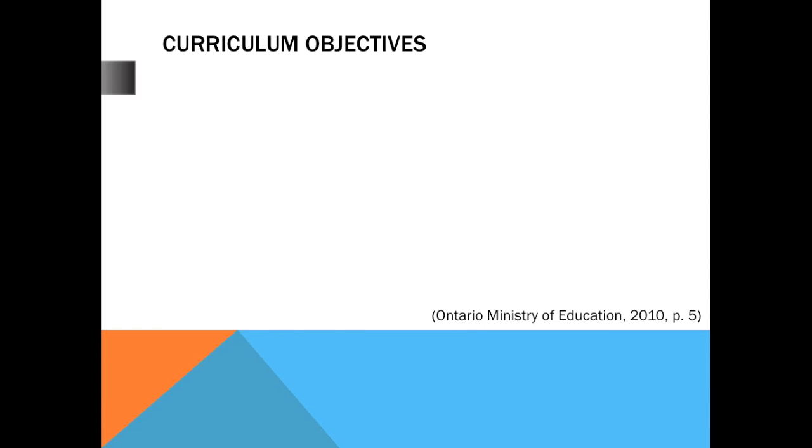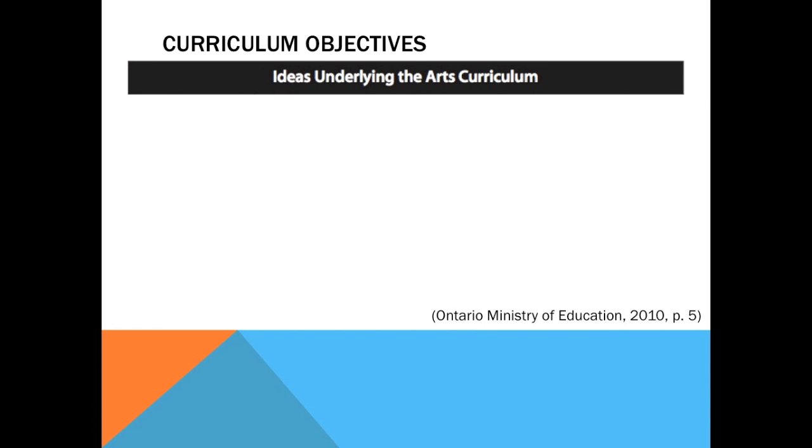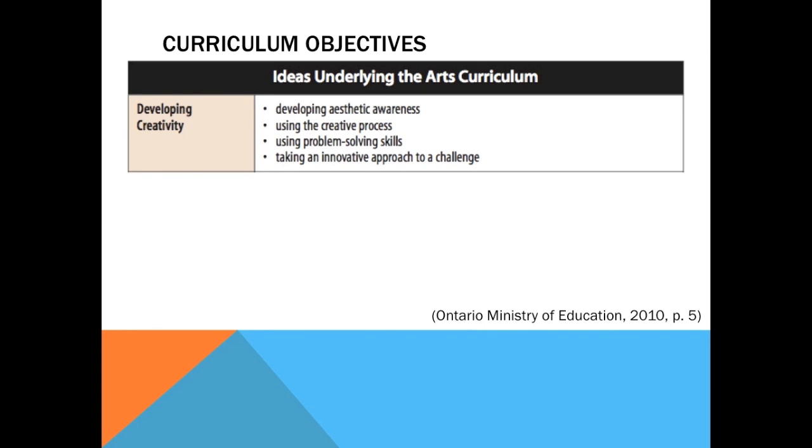Curriculum objectives. This chart came right out of the Ministry of Education's document, and these are the ideas and underlying themes of the arts curriculum. The first one is developing creativity. This is focusing on things like aesthetic awareness, the creative process, which we'll talk about later on in the presentation. Problem-solving skills are very important, and taking an innovative approach to a challenge.